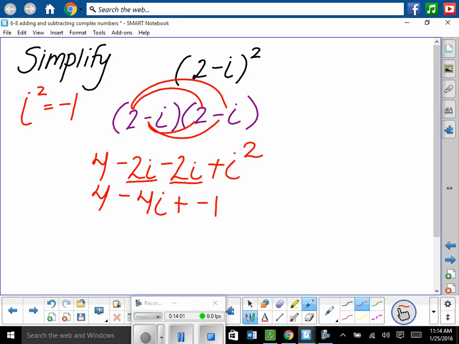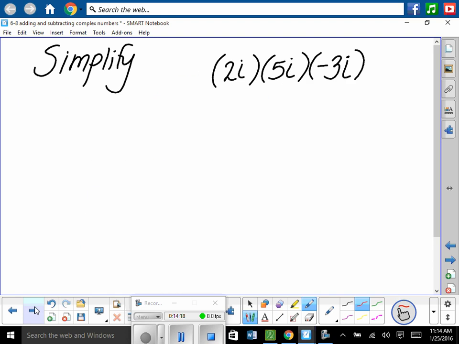So then we combine like terms. 4 plus -1. 3. Positive 3, guys. 4 plus -1 is 3. And then we have -4i. Do you see how I did that? Yeah. Do you see how much room there is for error? So careful. Okay, one more.